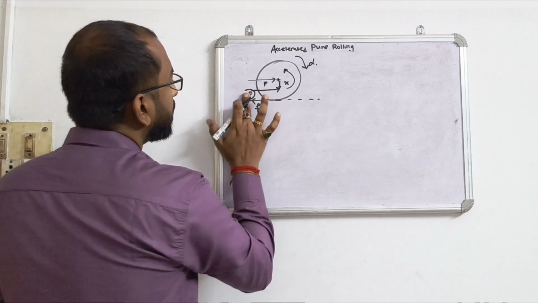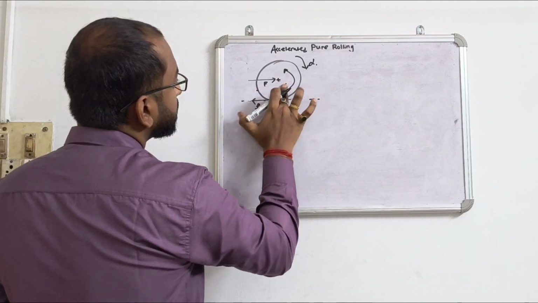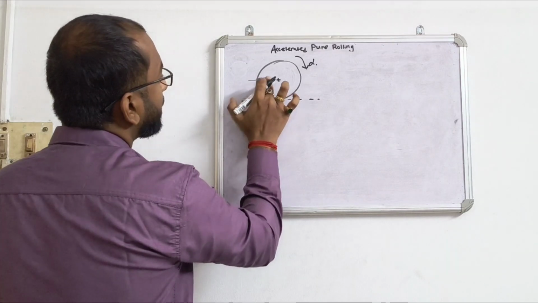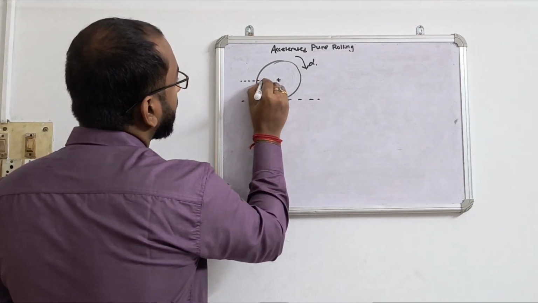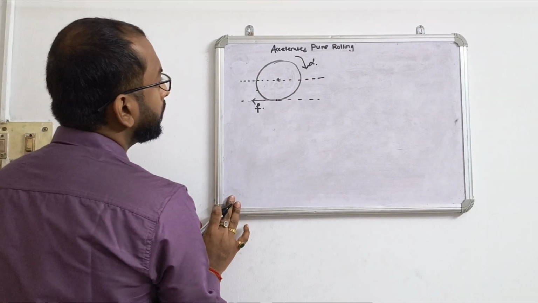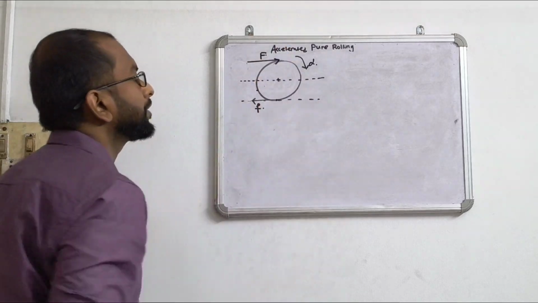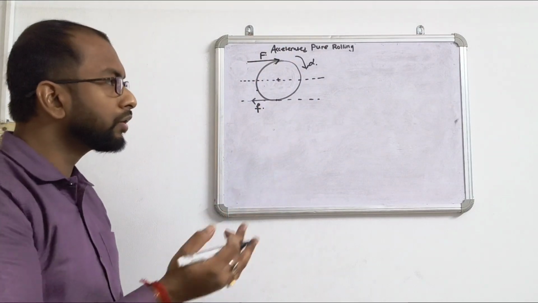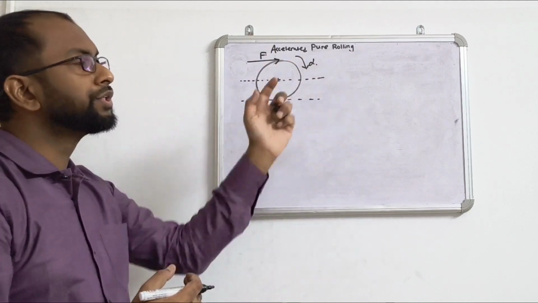But there will be some difference if I apply the F amount of force at some height above the center. If I apply F force here, let's say, we'll discuss this and then we'll come to the actual conclusion: at what point, if we cross it, the friction will change its direction.